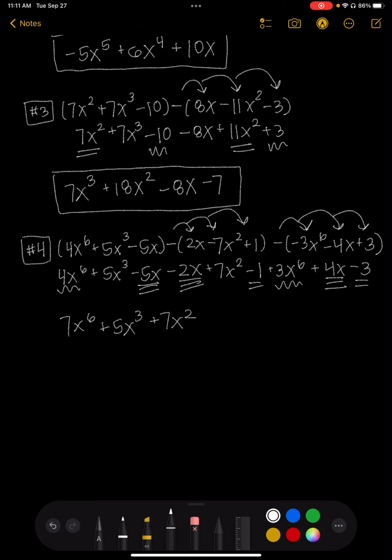Then the next step is just x's. We have 3 of those, so we're going to add them all together. We've got a negative 5, a negative 2, and a 4. So negative 5 minus 2 is negative 7, plus 4 is a negative 3, so I'm going to write negative 3x. And then the last chunk is the thing with no x's, which is the negative 1 and the negative 3. When I add those together, I get negative 4. So this is my final answer. And there we have it.